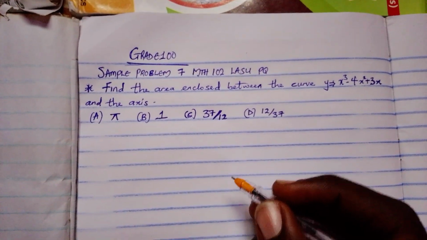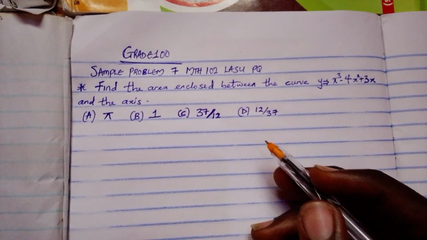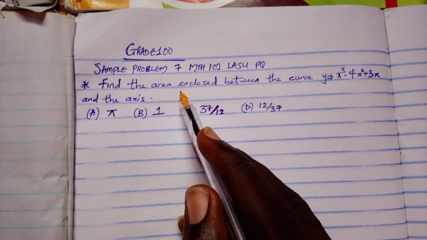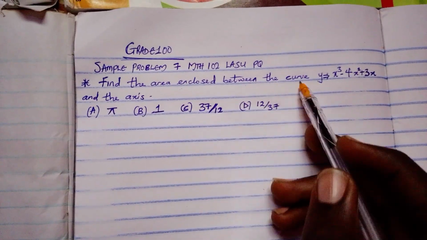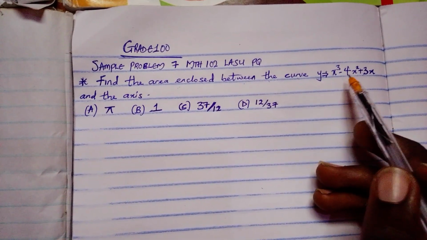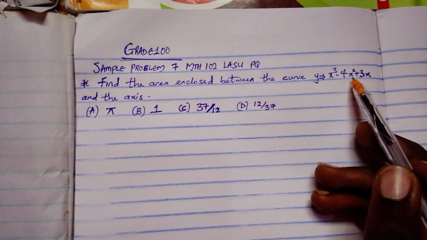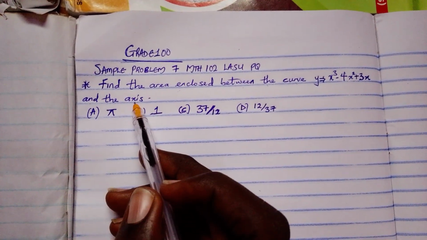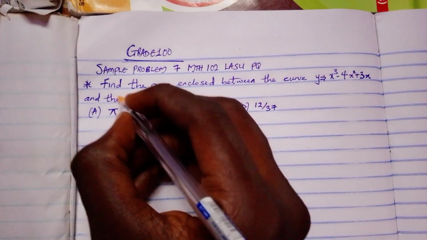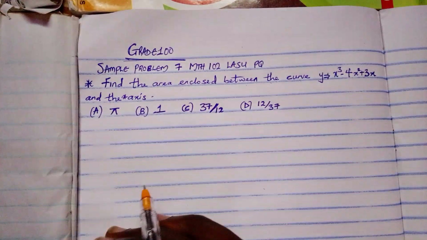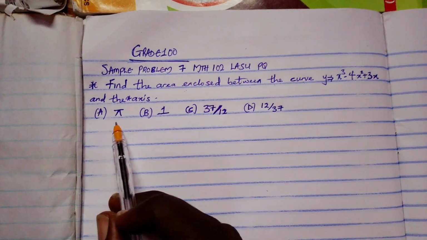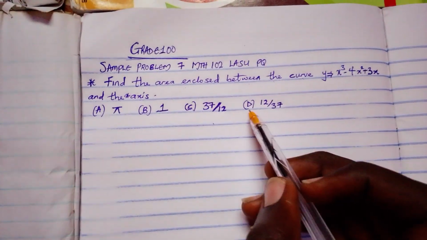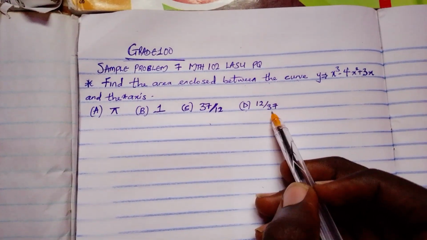Alright guys, let's look at this problem also on Lasu PQ. Now, this problem says find the area enclosed between the curve y equals x cubed minus 4x squared plus 3x and the x-axis. A: pi, B: 1, C: 37/12, D: 12/37.